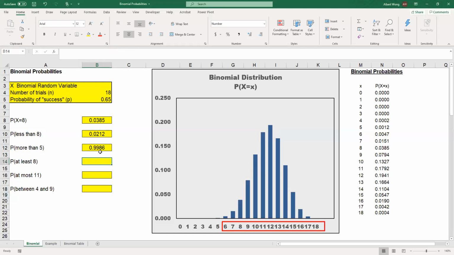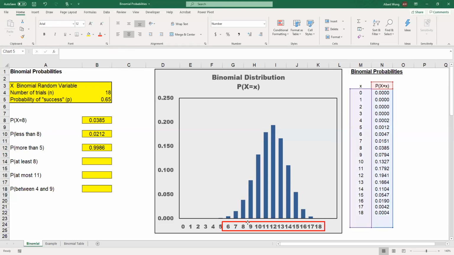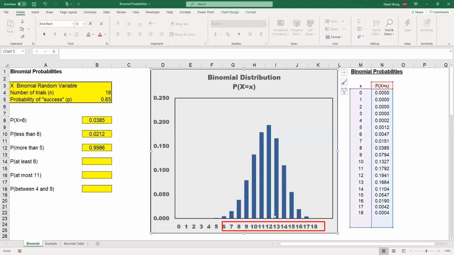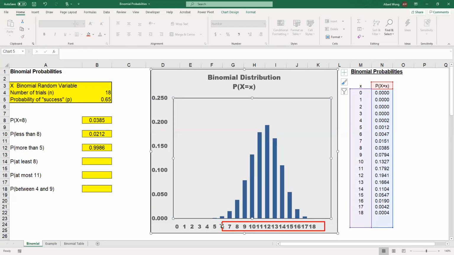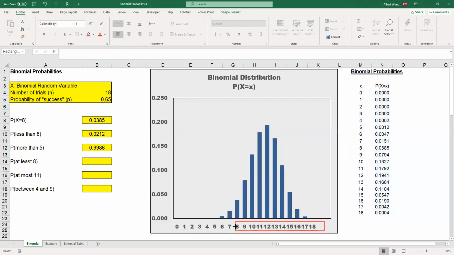The next one that we need to learn is at least 8. At least 8 means from 8 all the way to 18, except this time 8 is also included, right? At least means 8 is included all the way to 18. So if 8 is included, how do we calculate the probability? As you can see here, it will be 1 minus the probability of 0 to 7, right? Because 8 is included, so we calculate 0 to 7 and 1 minus that.